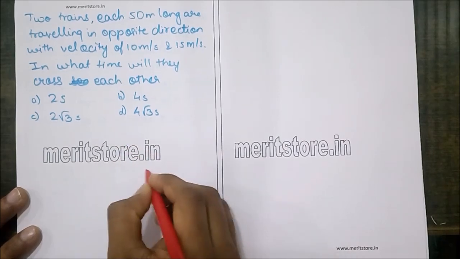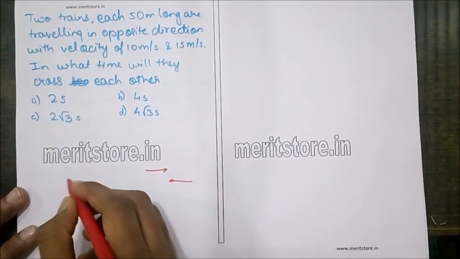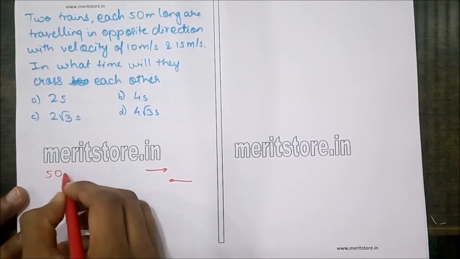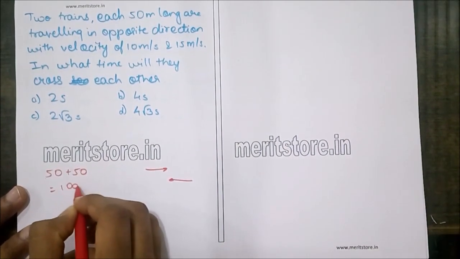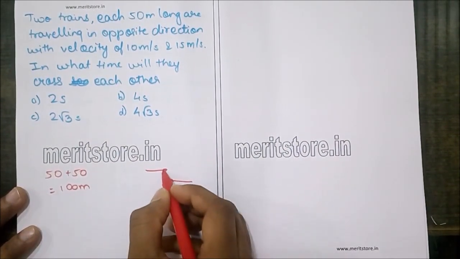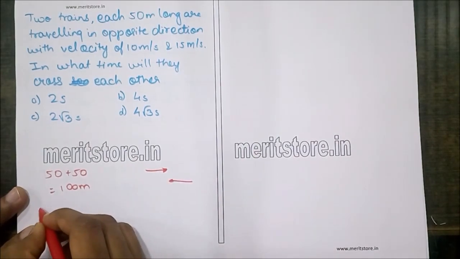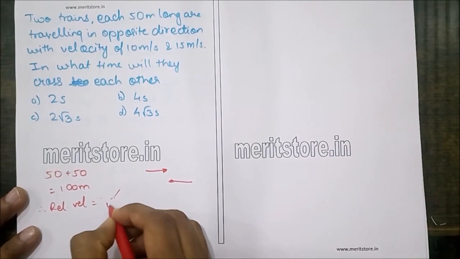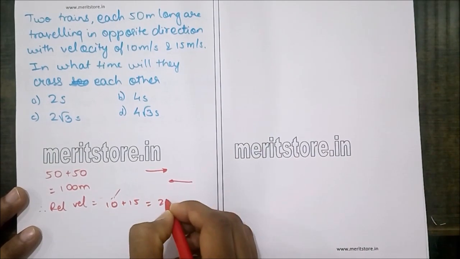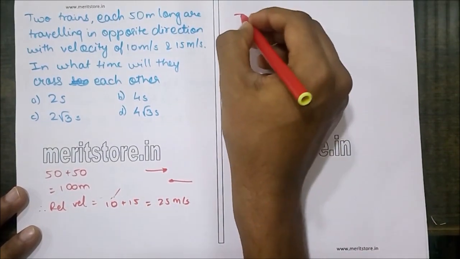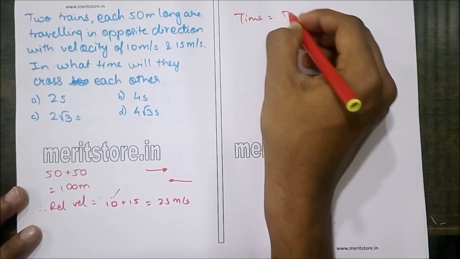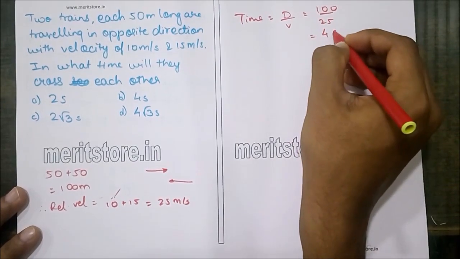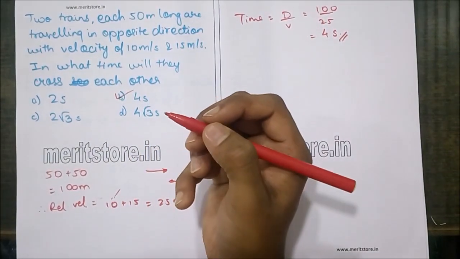Now since the trains are moving in the opposite directions, the total distance that the trains have to cover is the addition of each length, which is equal to 100 meters. Also, since they are moving in the opposite direction, their velocities add up, hence relative velocity is equal to 10 plus 15, which is equal to 25 meters per second. Therefore, time of crossing is given as distance upon velocity, which is nothing but 100 upon 25, which is equal to 4 seconds. Hence, option B is the correct answer.